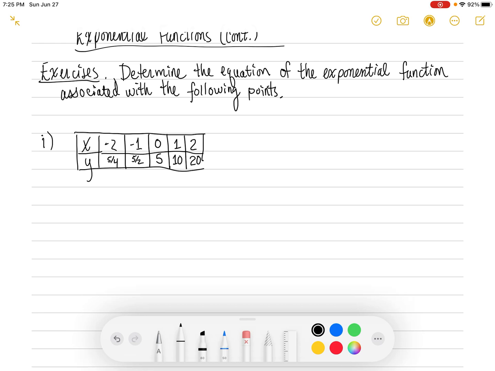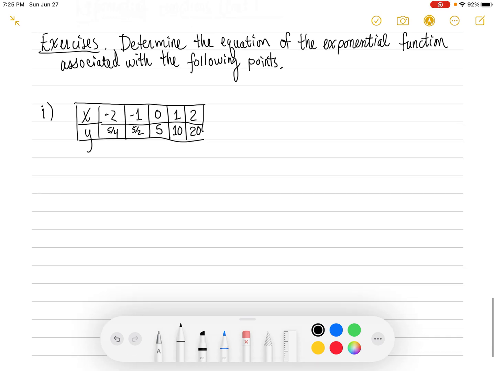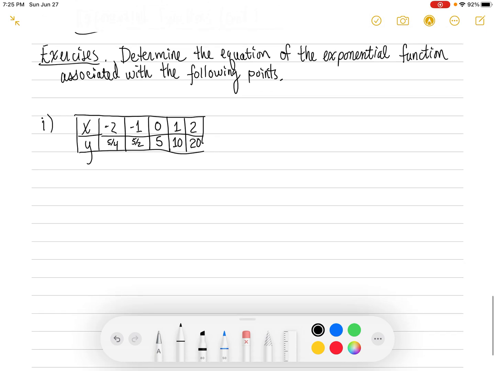All right, so we want to continue looking at exponential functions, and in particular, we want to look at some points associated with exponential functions, and from those points that the exponential function will go through, we want to figure out the equation of the exponential function. The exact instructions are to determine the equation of the exponential function associated with the following points.